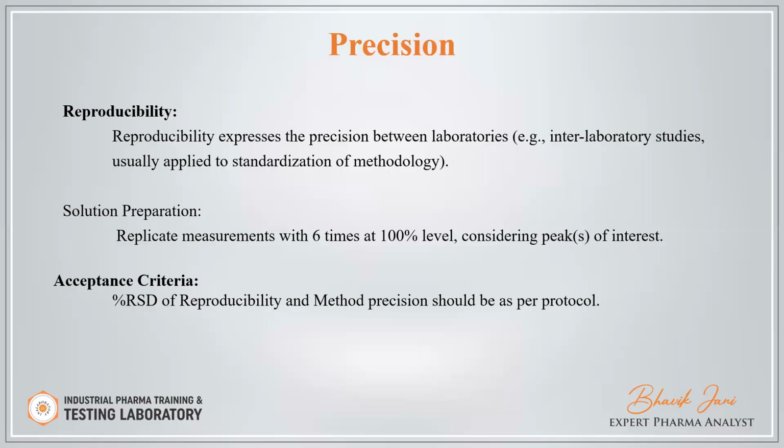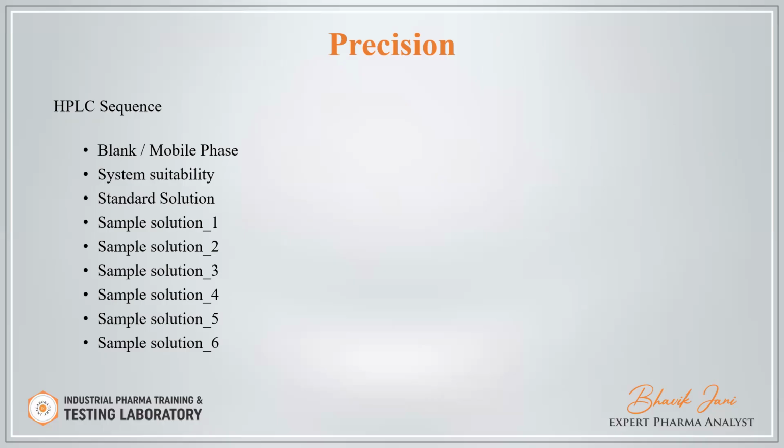It means a different laboratory. The solution is prepared and the measurement replicated 6 times at the 100% level, considering the peak of interest. Reproducibility is one type of method transfer. The percentage RSD of reproducibility and method precision should be as per protocol. The HPLC sequence is the blank or mobile phase, then system suitability, standard, samples 1, 2, 3, 4, 5, 6, and the bracketing as per your MOA or the procedure.